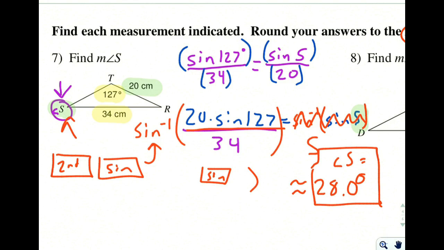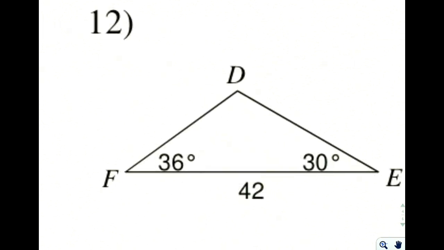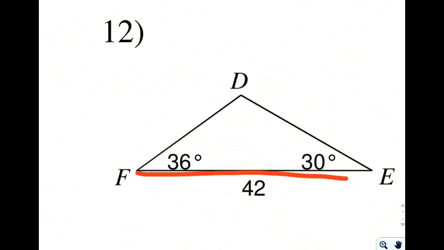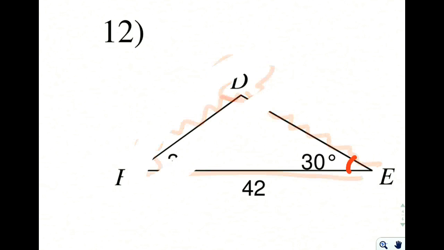28.0 degrees. We're going to skip down to number 12 now, and we are told to solve each triangle and then round our answers to the nearest tenth. Now when you're asked to solve a triangle, you are asked to find everything that is unknown. We know this side, we know this angle, we know this angle. We do not know this side, we do not know this side, and we do not know this angle. So we have three things that we do know, and three things that we do not know in this triangle that we need to figure out.